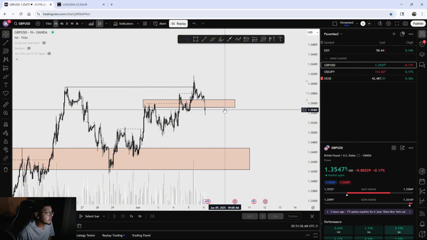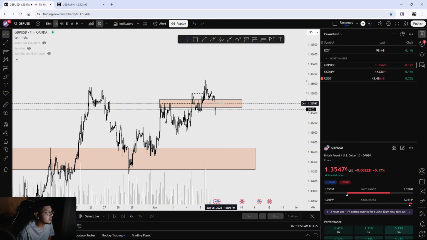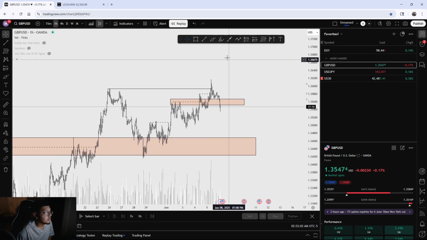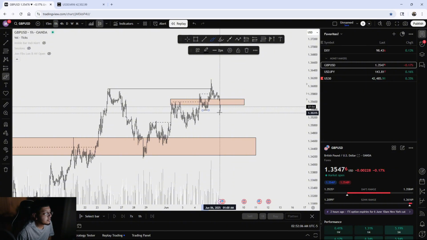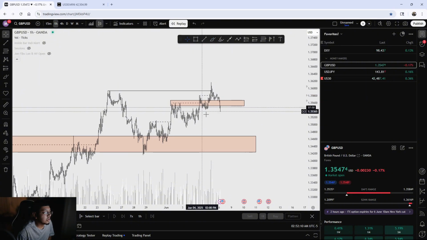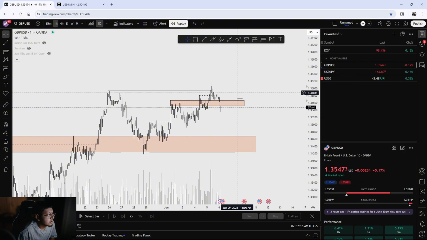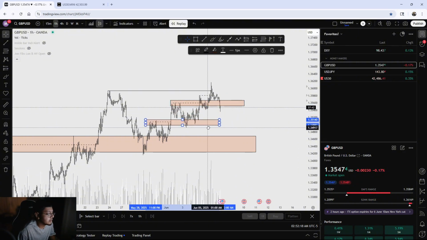I don't have any confluences though yet for me to go bearish, because we can still take this internal liquidity and push up to the upside. So I'm not taking any trades on GBP USD just because I have no confluence of where market could possibly be going.